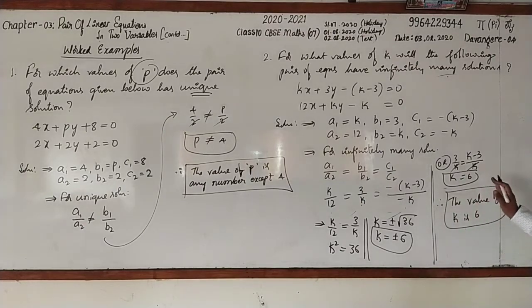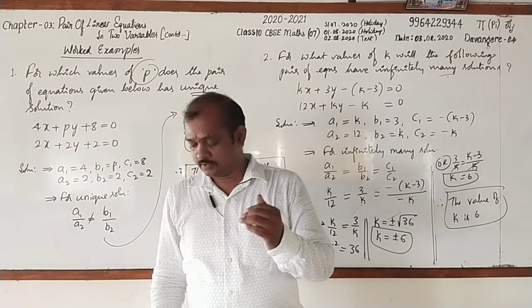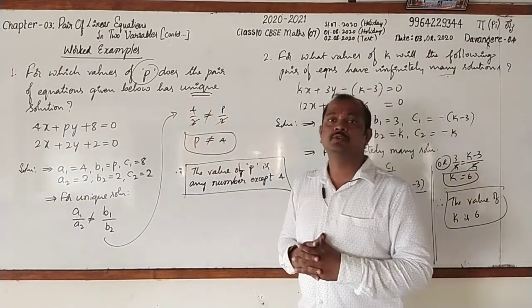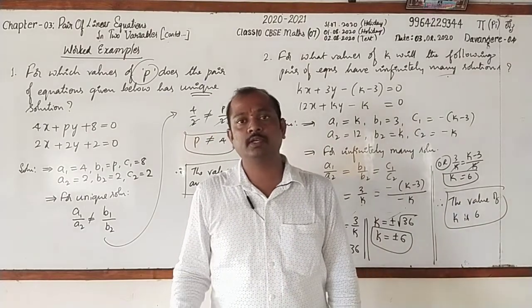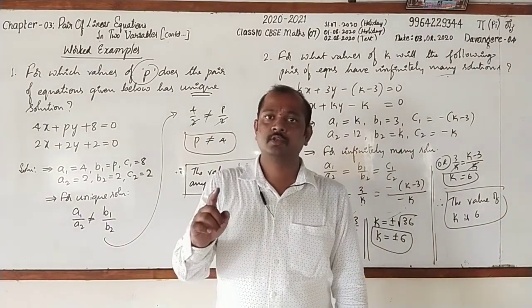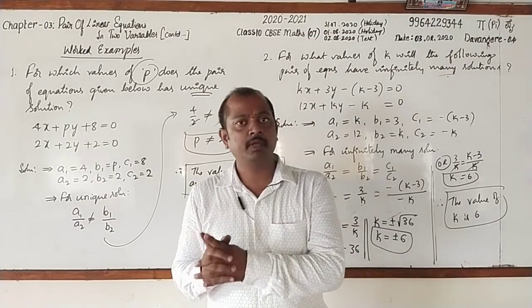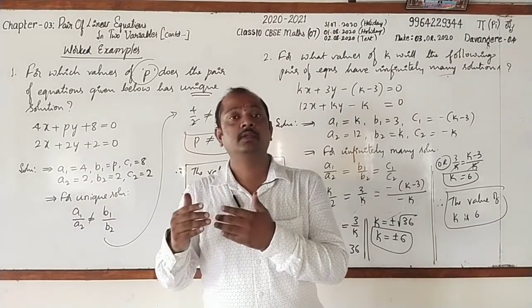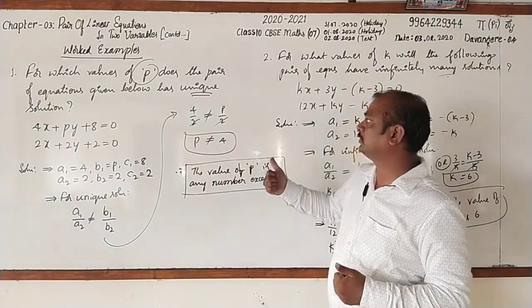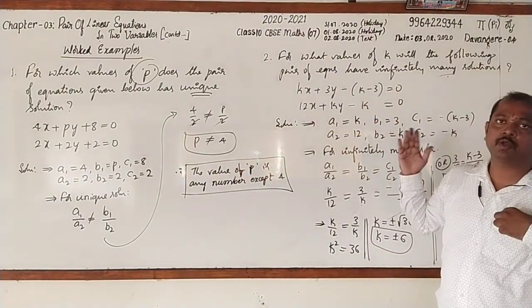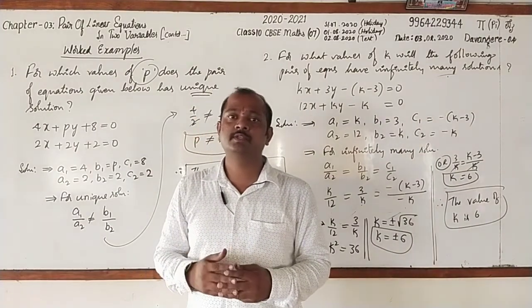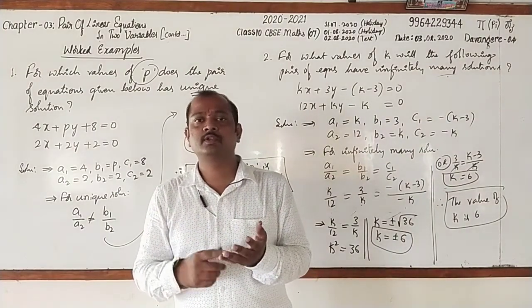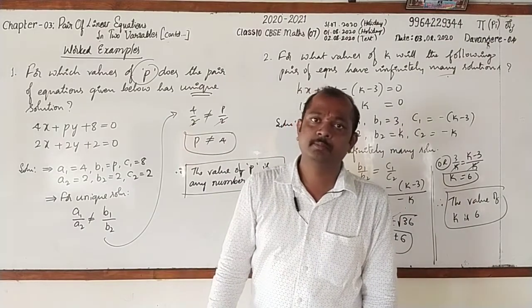Got it? Copy it. Dear students, next we are moving to exercise number 3.5. So we can continue that in tomorrow's class. So in tomorrow's class 3.5 will be continued, and this 3.5 is related to this type of problems. For what value of k, a, b, the given equations will have unique solution, no solution, or infinitely many solutions.